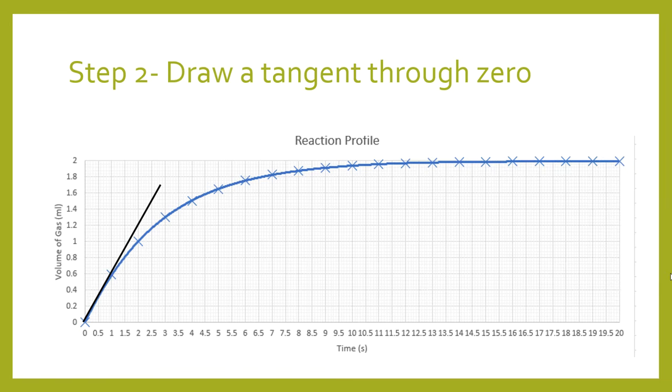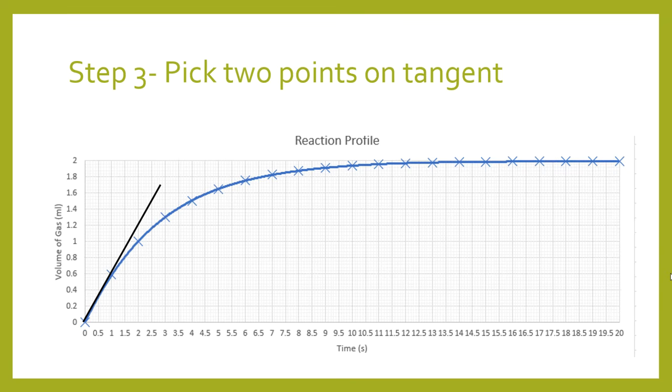And because we're interested in the gradient of the tangent, we can actually pick any point on the tangent because the gradient is constant for a straight line. The important thing to remember is you must pick those points on the line and not pick points on the curve. You're looking only at the line. So we're going to go about picking our points for convenience.